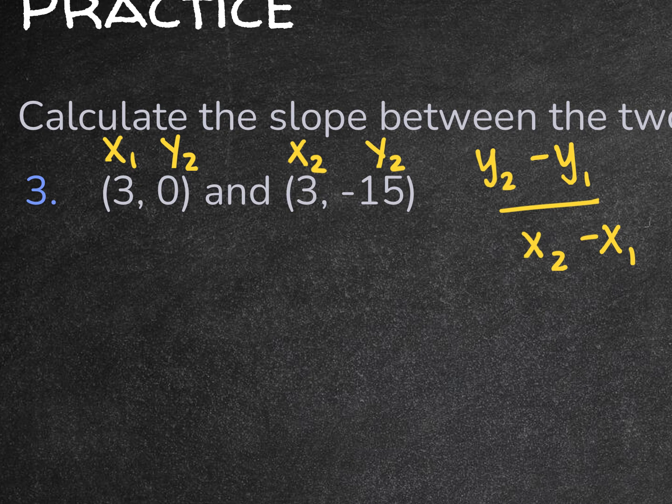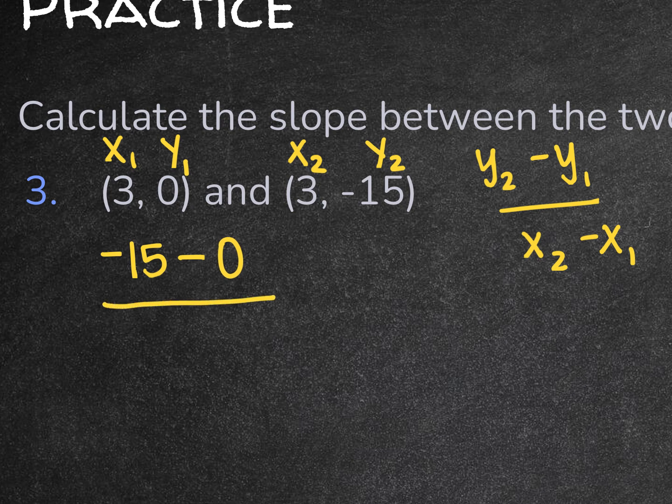And then plug them in. My y2 is negative 15 minus, I labeled that one wrong, x1, y1. There we go. So my y2 is negative 15 minus my y1 is 0.